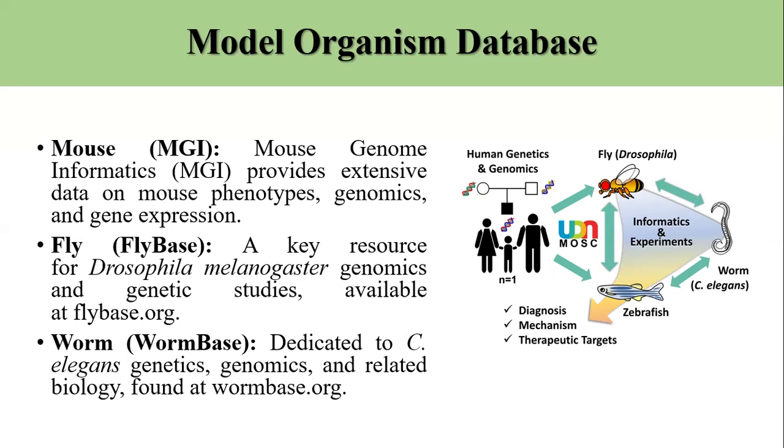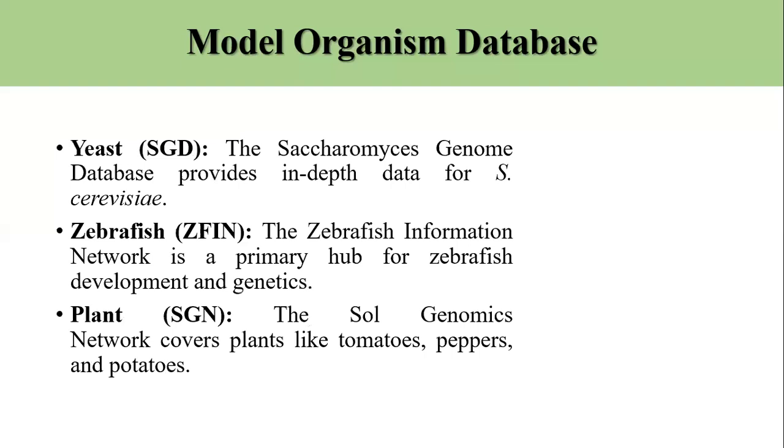Then a fly database is also available, and it includes the information on genome, genes, genotype, phenotype, and genetic studies about flies of every type, including Drosophila melanogaster. Then we have the worm database, and it has the data related to worms, including C. elegans, about the genetics, genomes, biology, and everything about worms. And a yeast database is also present here, and it includes the genome and genetic sequences, genes, phenotype, and genotype of all types of yeast, including Saccharomyces cerevisiae.